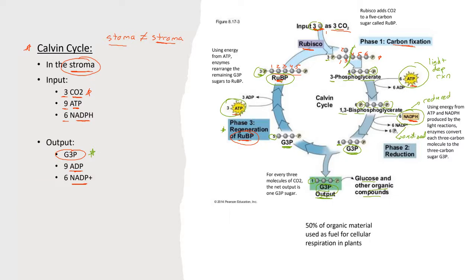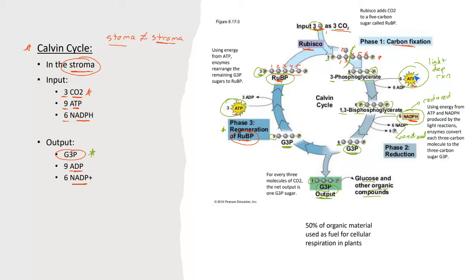So let me do this with my little arrow. One more time, let's summarize all of this mess over here. Carbon fixation, so Rubisco adds carbon dioxide to a 5-carbon sugar called RuBP. That's what happens in carbon fixation. Carbon dioxide is added to RuBP.